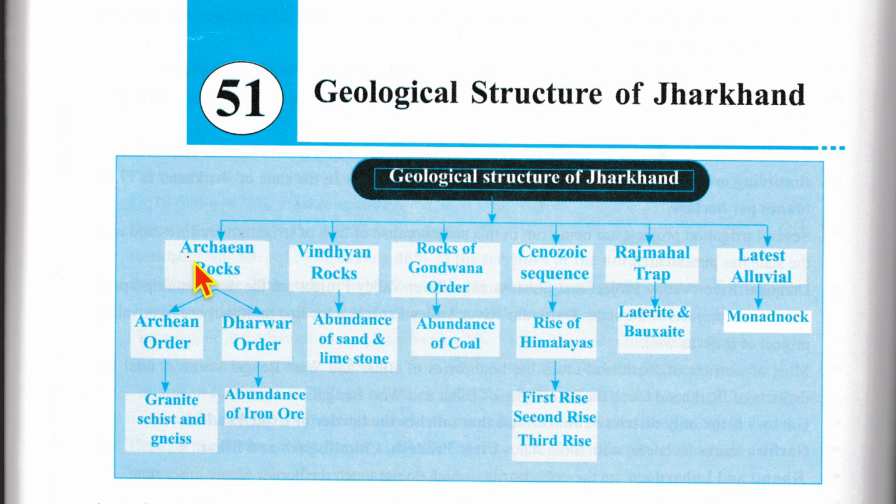Now Archean rocks can be divided into Archean order and the Dharwar order. Dharwar order has abundance in iron ore, whereas Archean order has abundance in granite, schist, and gneiss. Vindhyan rocks will have an abundance of sand and limestone. Rocks of Gondwana order will have an abundance of coal. Cenozoic sequence will witness the rise of Himalayas and the first and second uplifts. Rajmahal trap will have laterite and bauxite deposits, and the latest alluvial will have monadnocks.